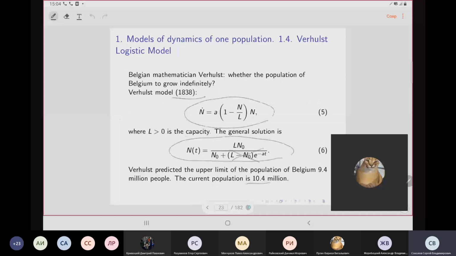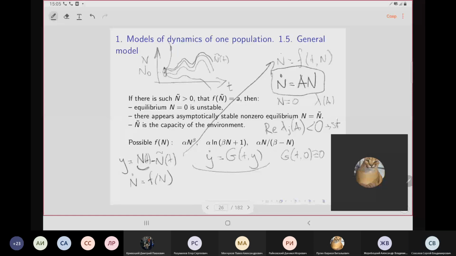Let us consider the equation n dot is f, an autonomous equation with only f of n. First of all, how can we find our steady states or fixed points? What is the condition for equilibriums in this equation?